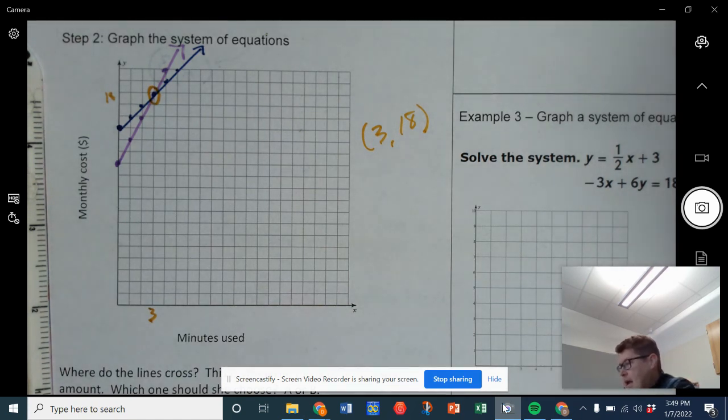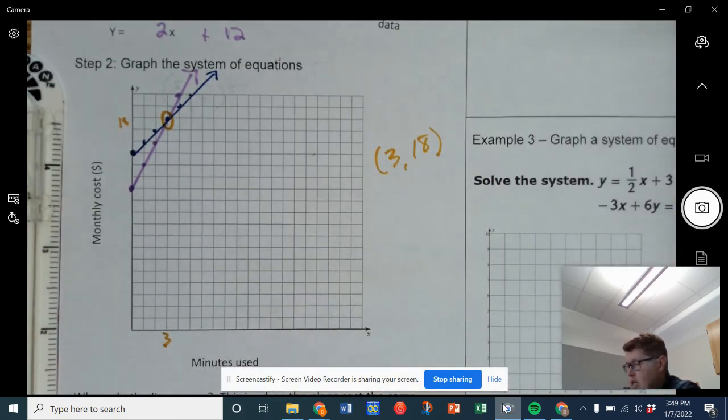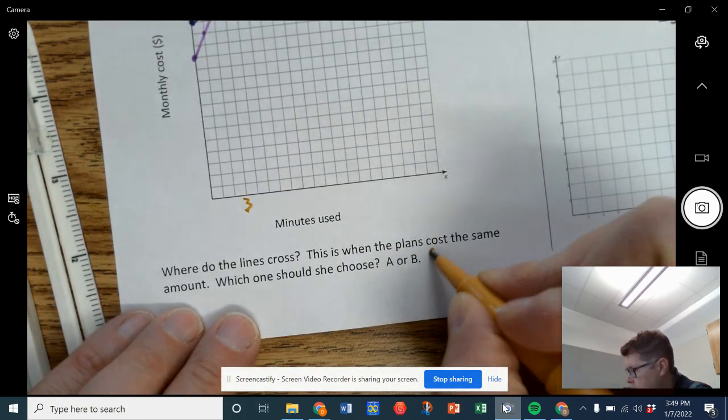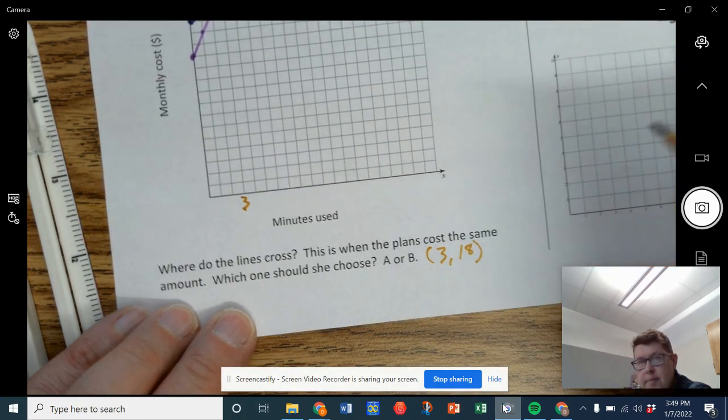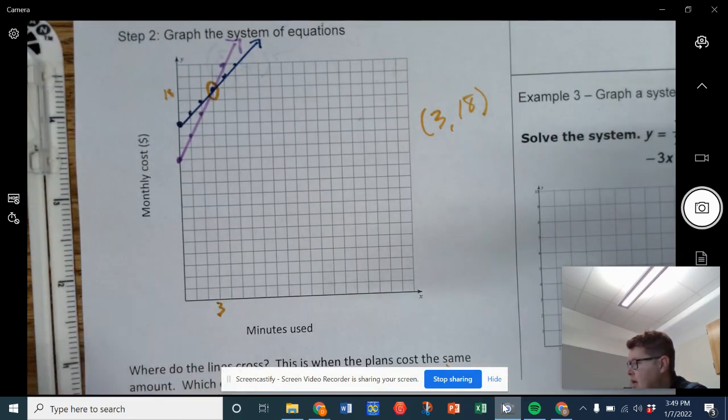Basically, they cost the same if you spend 3 minutes, right? So if you spend 3 minutes, then each plan costs the same. So where do the lines cross? At (3, 18). Okay. This is when the plans will cost the same amount. Which one should you choose, A or B?